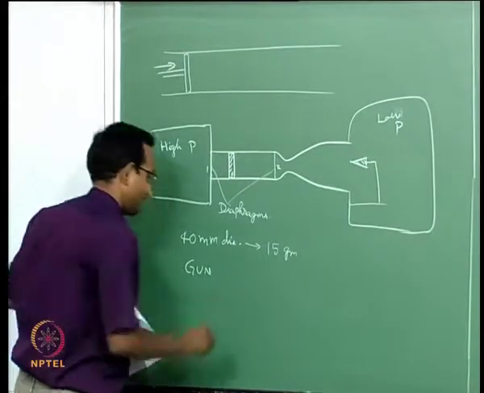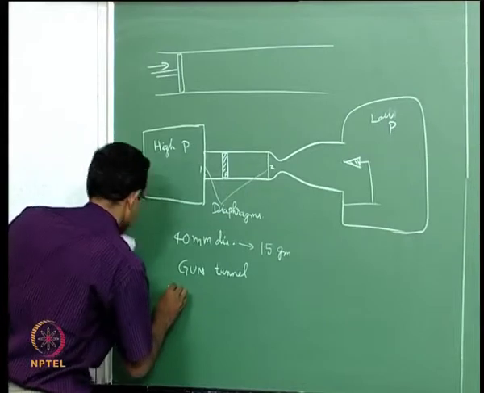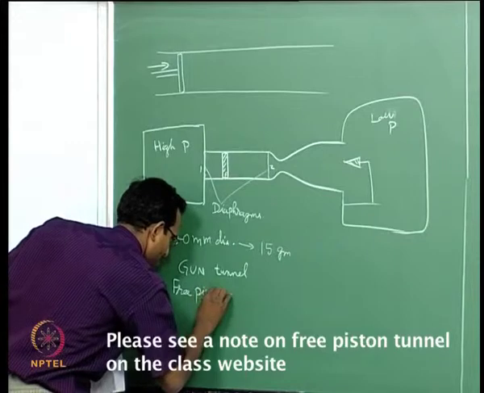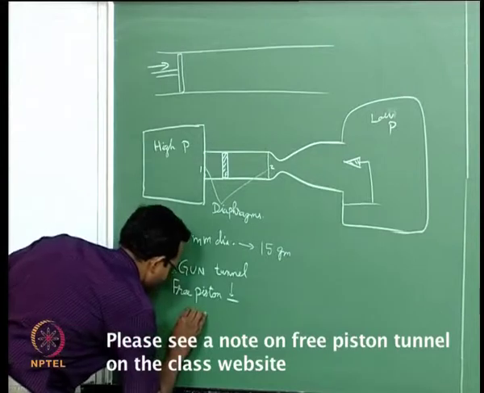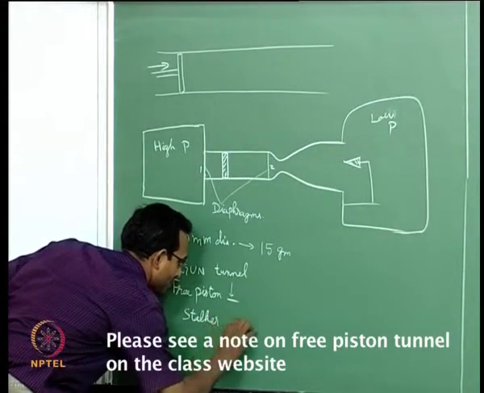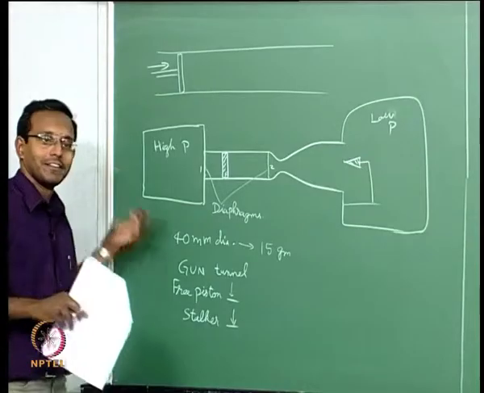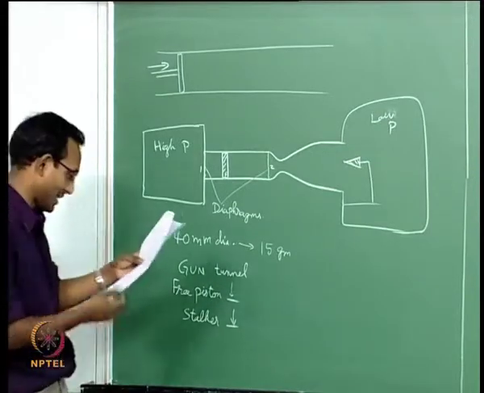This particular tunnel is called a gun tunnel, or free piston tunnel. Free piston tunnel, or I believe, based on somebody who first thought about it, Stoker tunnel. Different names, I believe currently people use only free piston tunnel as the name for it. These are various names given to it. Now we will go for something slightly different from this.